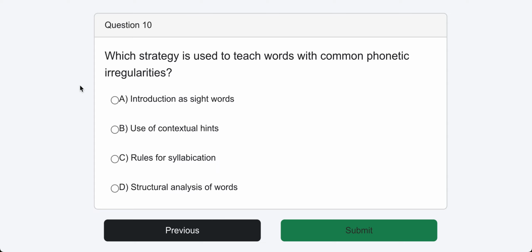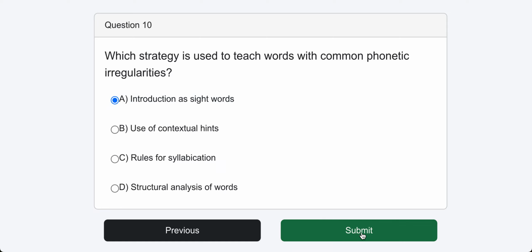No rush at all. All right, so we're talking about strategies used to teach words with common phonetic irregularities. Is it A, B, C, or D? So words with common phonetic irregularities are often taught as single words to facilitate easier recognition without decoding. And that, my colleagues, future teachers, is how we introduce sight words. It's the introduction of sight words.